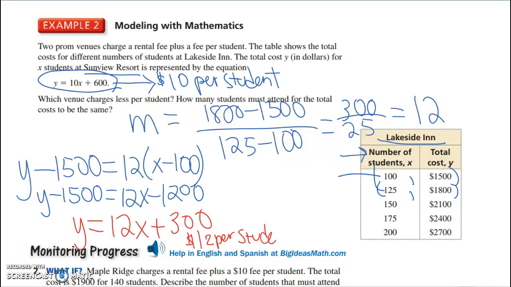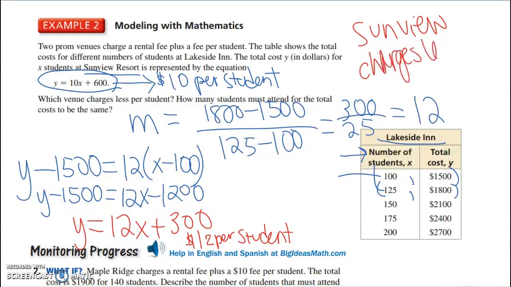which means Sunview Resort charges less per student. So I'm going to write Sunview charges less per student, and it's $2 less to be exact.